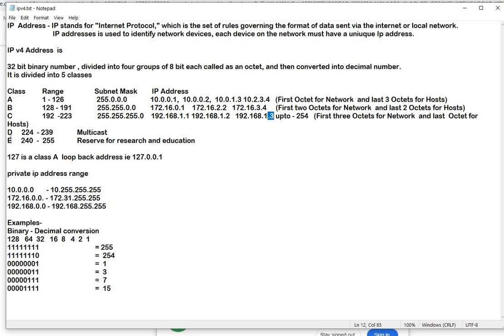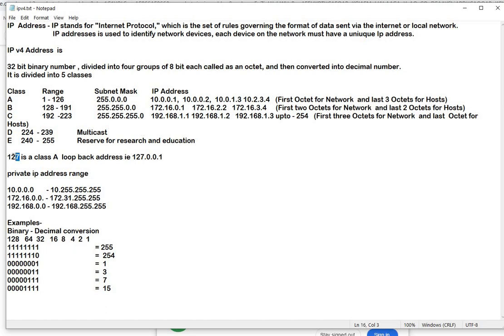Class D and class E are reserved, basically not used for distributing to computers. Class D is used as a multicast address, and class E is reserved. Reserved means basically for research and educational institutions, and their range is 224 to 239. For example, class D is used for services as a multicast. I will be discussing this in the coming sessions, like the RIP protocol. That multicast address is 224.0.0.9. Similarly, there may be some other services. This is only for services for multicast purposes.